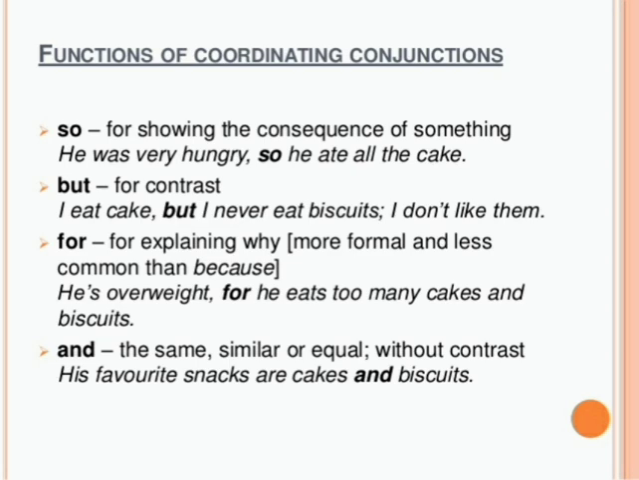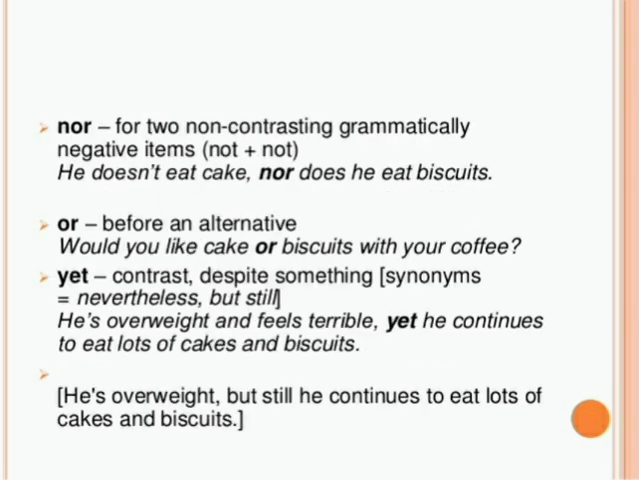So, for showing the consequence of something: He was very hungry, so he ate all the cake. But for contrast: I ate cake, but I never eat biscuits. I don't like them. For explaining why: it is more formal and less common than because. He is overweight, for he eats too many cakes and biscuits. And it is used for the same or similar or equal idea without any contrast.